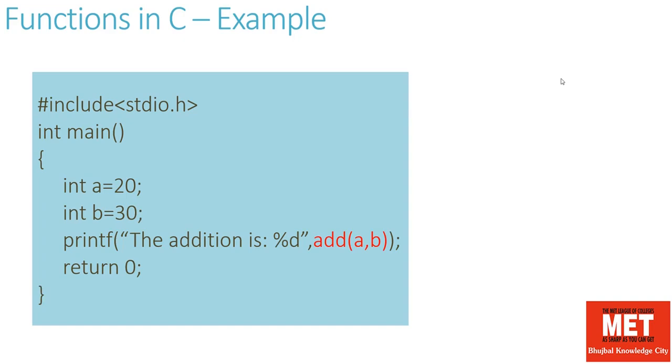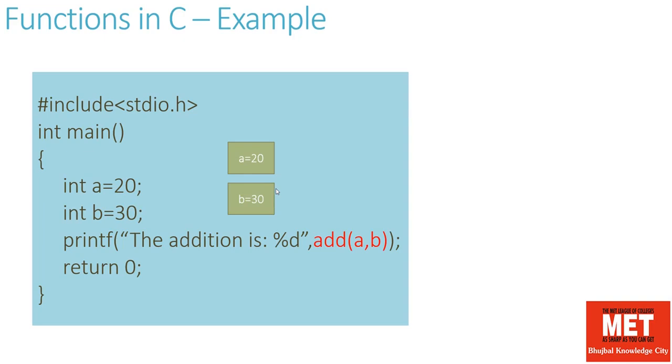How is this program executed? Now there are two memory spaces. One, the program memory space, and the second, function memory space. If we look at this particular code, first int a is equal to 20 is executed. Upon execution of this line, memory will be allocated for variable a, and in that location 20 will be stored. The next line will be executed, which is b is equal to 30, and memory will be allocated in the main program space for b with value 30.